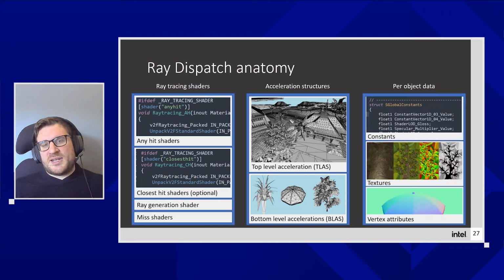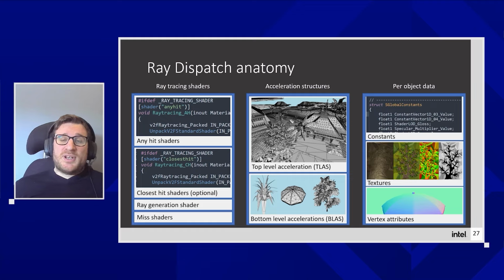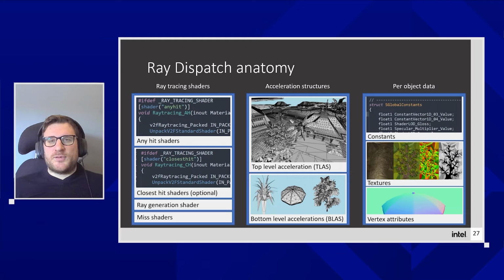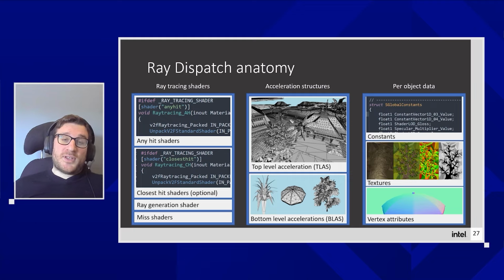Finally, ray tracing has a global state. When you're tracing your rays, you need to bind all the global state, which can be constants, so parameters of your materials, some textures of the different objects that you're rendering, and of course vertex attributes. So your normals, your UVs, all the different stuff that you need to actually fetch the different attributes in your geometries. So let's start with the first category.